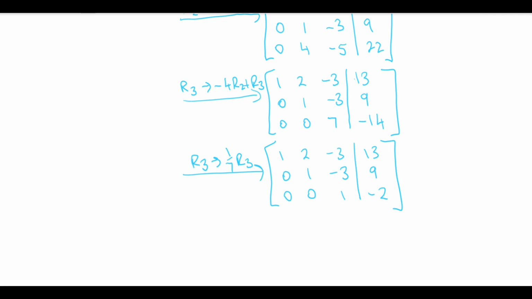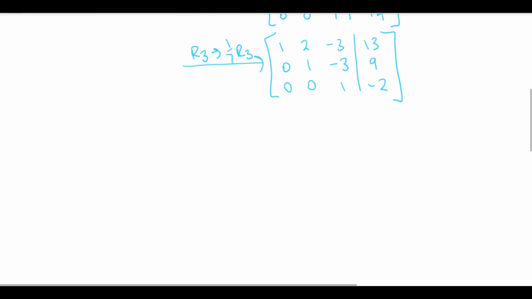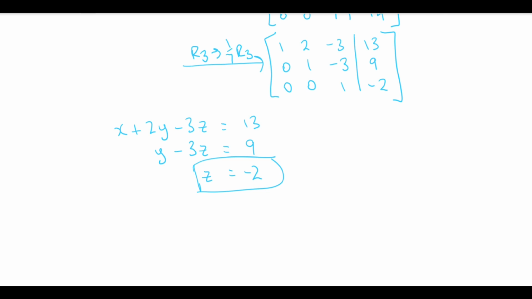Okay, we're almost there. What we're going to do now that we have it in row echelon form is take it back out of the augmented matrix into equations. So in equations, what this looks like is x plus 2y minus 3z equals 13, y minus 3z equals 9, and z equals -2. So we've already got one of our solutions. We already have that z equals -2.